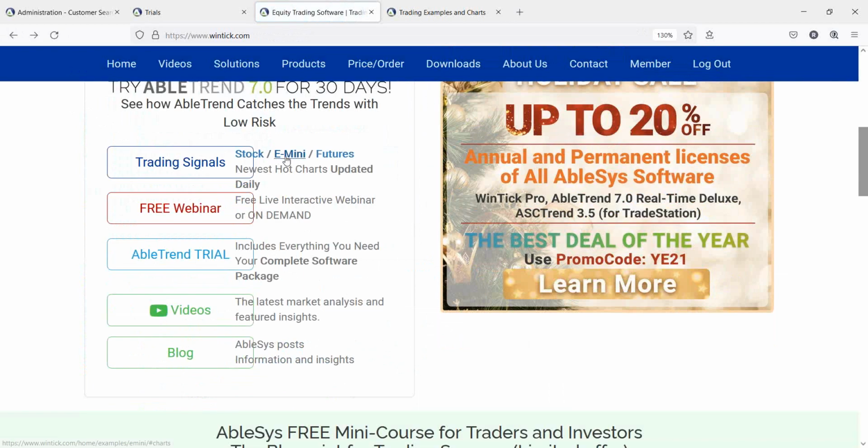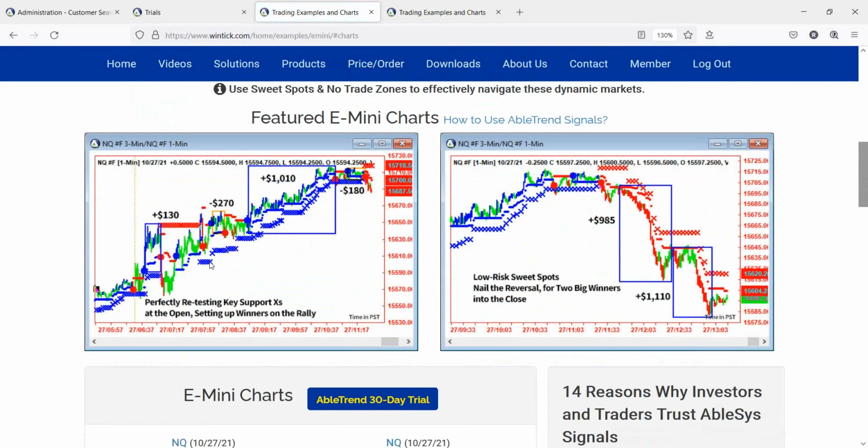You can also go back and click on E-mini, and that'll give you, for example, yesterday's E-mini chart. Yesterday was a really good day. This is the E-mini NASDAQ chart. This is the morning, and this is in Pacific time. I'm on Eastern, but this is done in the main office in Pacific time. So in the morning, it looks like there were about four or five trades. The morning was plus $700 for a one contract trade.